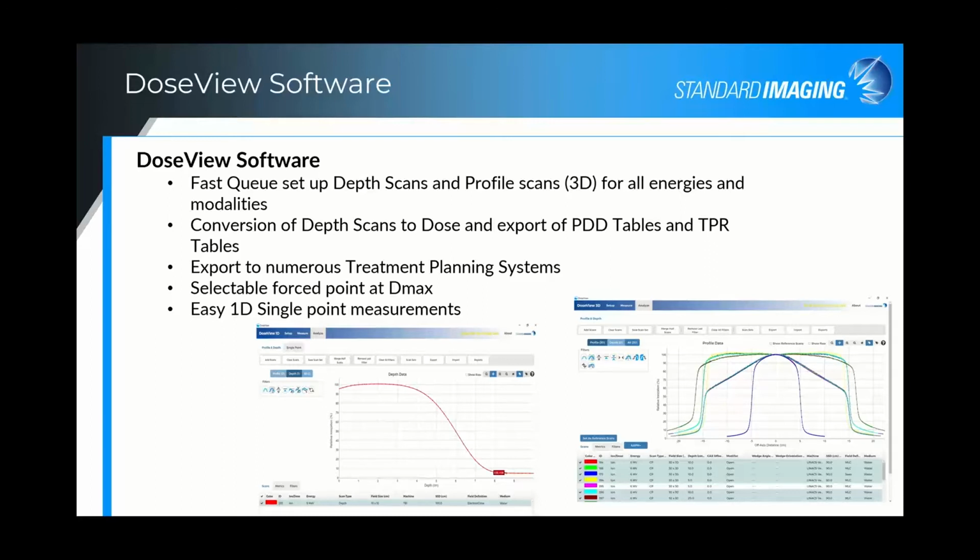On the 1D side, actually, they're both sides for your depth measurements, you've got a force point at Dmax. So if you set up a scan queue and a scan path that might not necessarily have a dwell point at the projected Dmax, we can force a measurement there, and then the path returns back to your initially selected path and points for measurement. And then with the 1D side, we also have easy 1D single point measurements. So if you're doing your monthly absolute measurements, then you can utilize the 1D single point measurements as well.